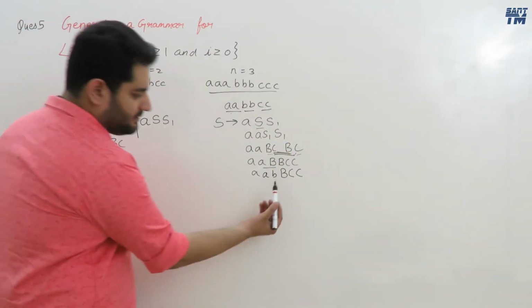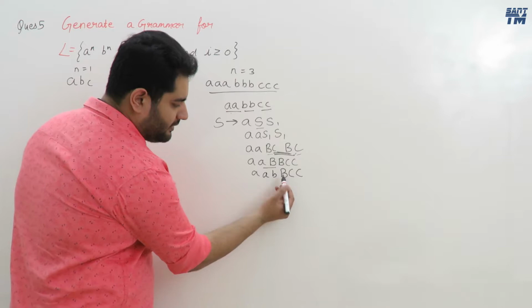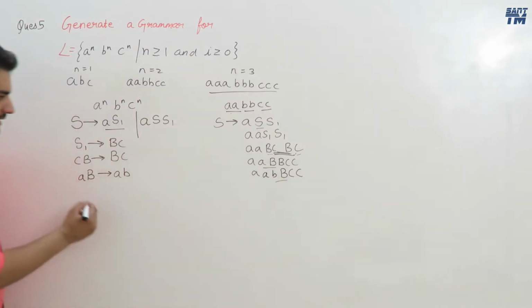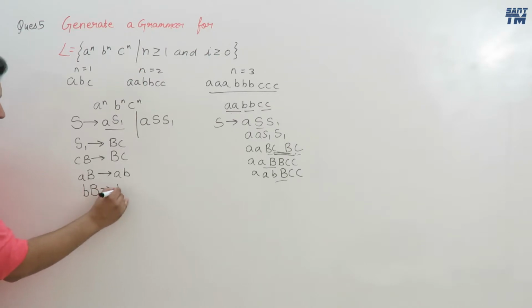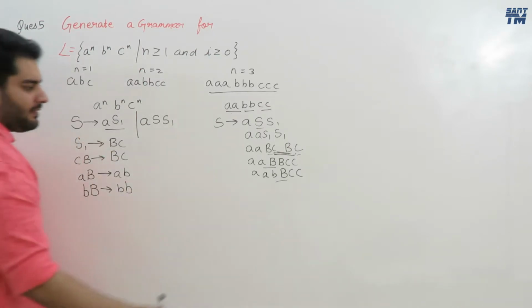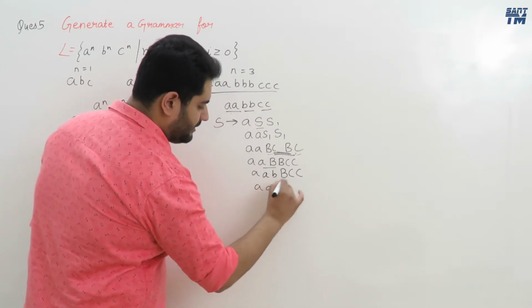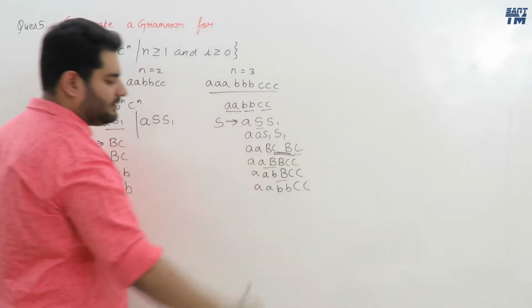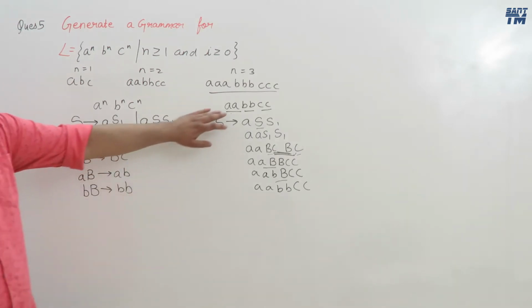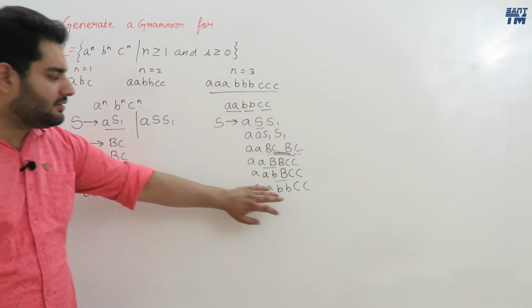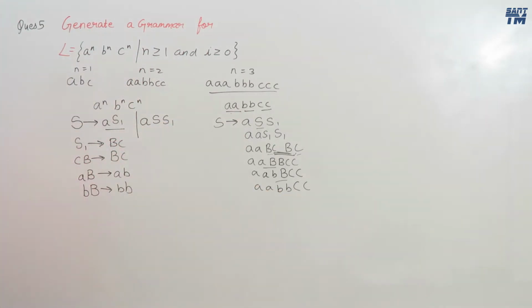Now we have to replace this B also. So for this we can have a production of this kind. Terminal b and non-terminal B can replace terminal b, terminal b. This will become terminal b, terminal b, terminal a's are already there and two non-terminal C's. So now we have got two a's, two b's, the remaining is two terminal c's.